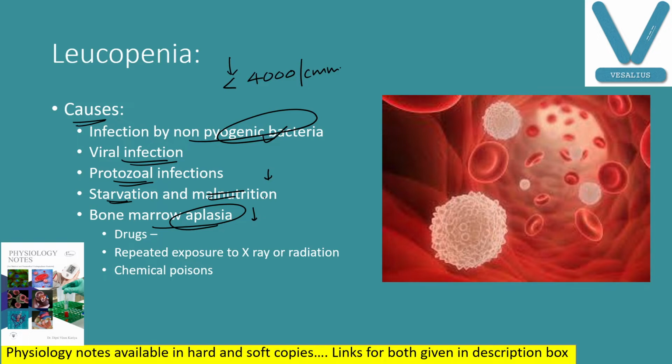Certain drugs also produce bone marrow aplasia, such as chloramphenicol and certain other drugs. Repeated X-ray exposure, repeated radiation, also produces it, and certain chemical poisons like lead and arsenic also produce leukopenia.